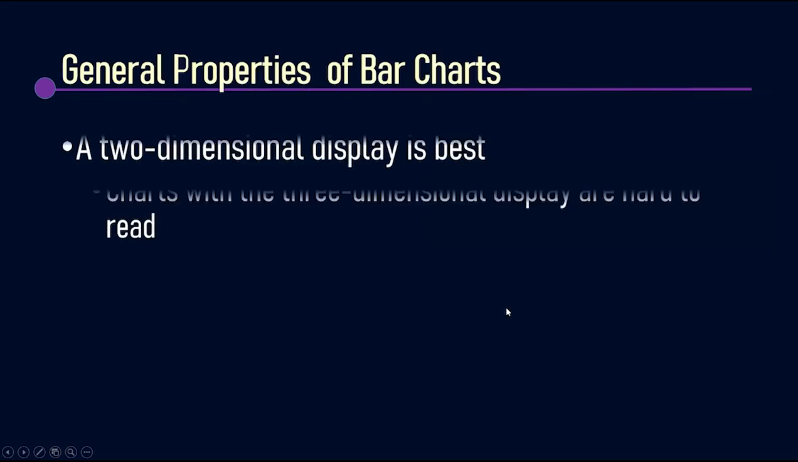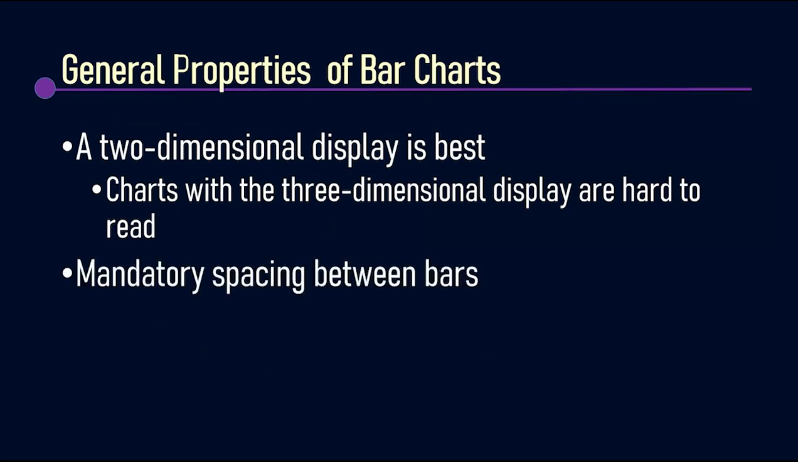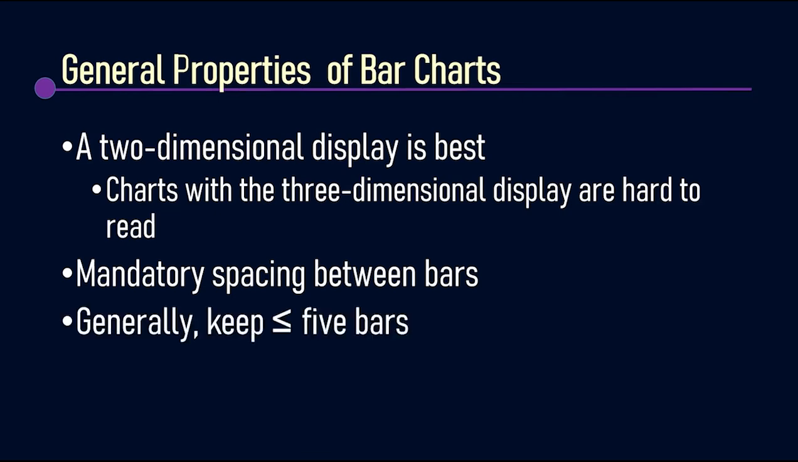General principles of bar chart here. A two-dimensional display is best. Charts with a three-dimensional display are hard to read. I'll show you the example also. And there is mandatory spacing between bars. This is important. I see some young researchers getting confused with this, but there should be a gap between two bars, then only it becomes a bar chart. And generally, the number of bars should be five or less. If you have too many bars, then it becomes very confusing.